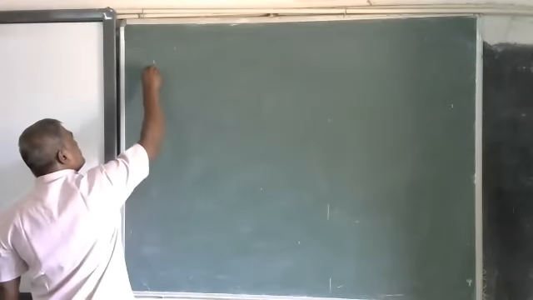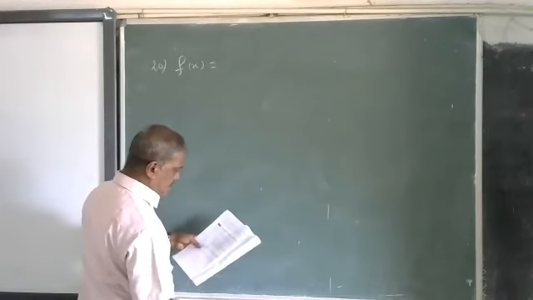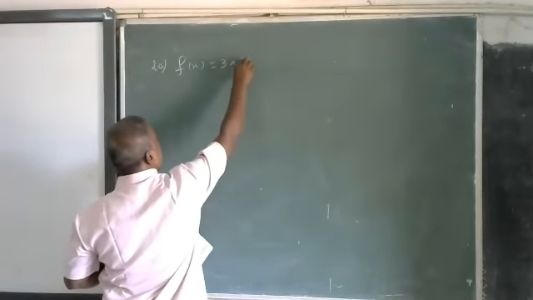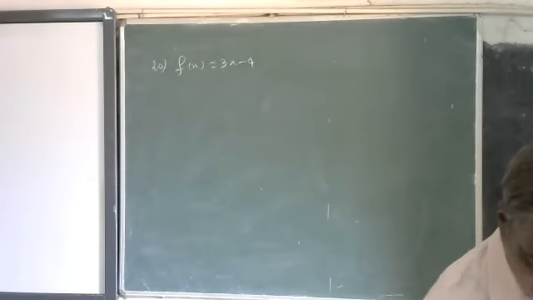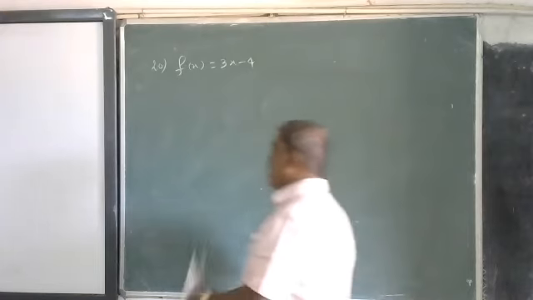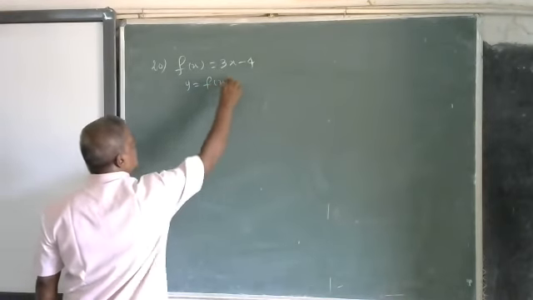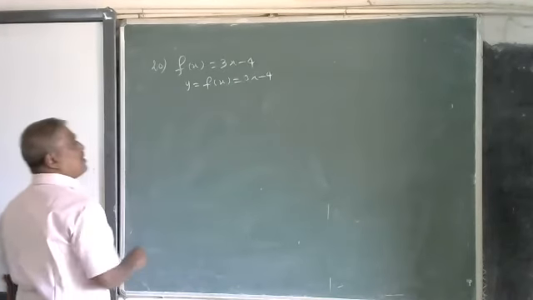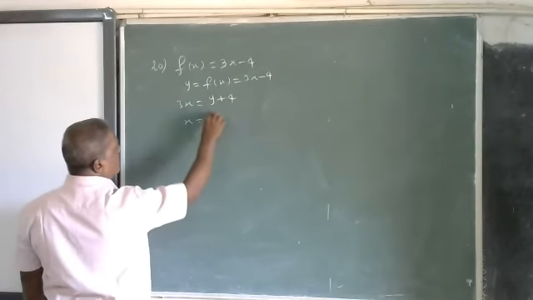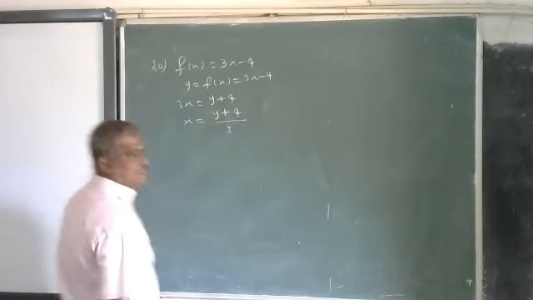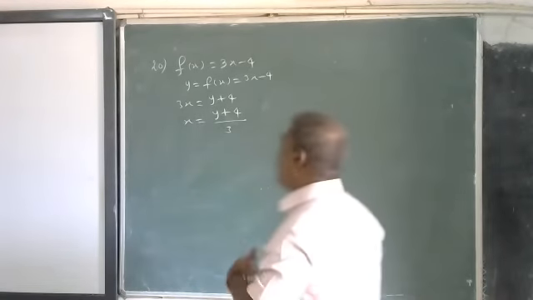Question 20: f of x equal to 3x minus 4. y equal to f of x, that is 3x minus 4. So 3x equal to y plus 4. Then x equal to (y plus 4) by 3.